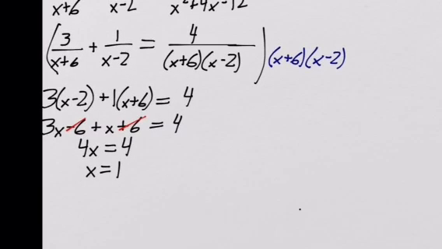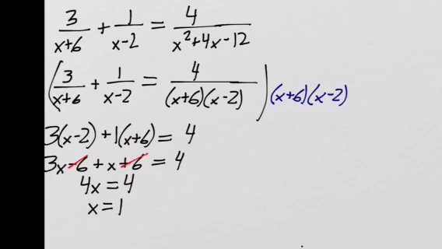Now, something that is mandatory when solving a rational equation is you then have to go back and plug it back into the original equation to make sure that it's correct. You can do everything correct in a problem like this and still get a wrong answer.